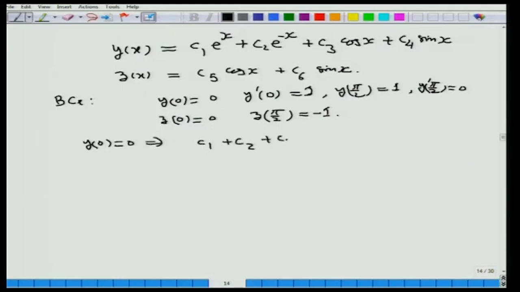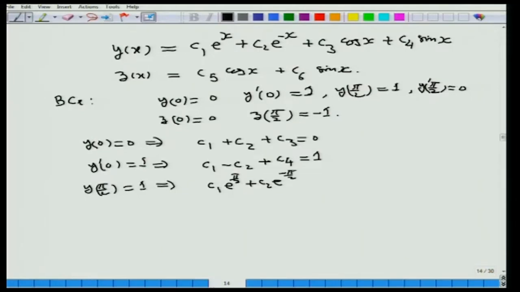y prime(0) equal to 1 implies c1 minus c2 plus c4, because this will become cos x and at 0 it will be 1. So, c4 equal to 1, and y at pi by 2 equal to 1 implies that c1 e to the power pi by 2 plus c2 e to the power minus pi by 2 plus c4, this is also equal to 1, because at pi by 2, this term will be 0, and so we will get this.